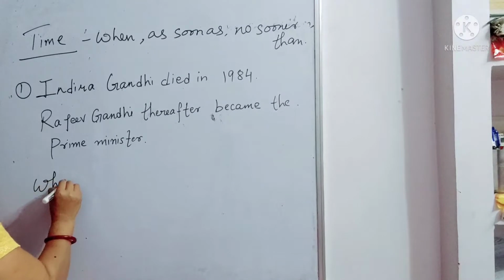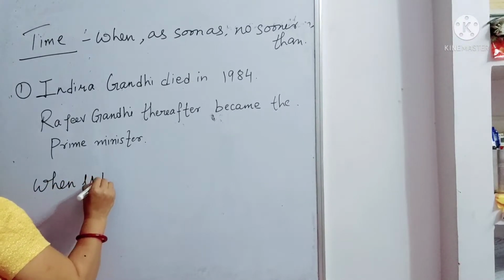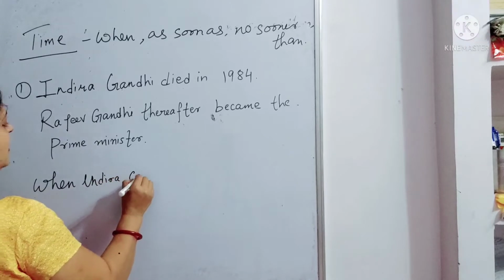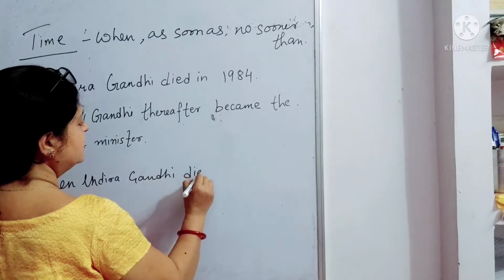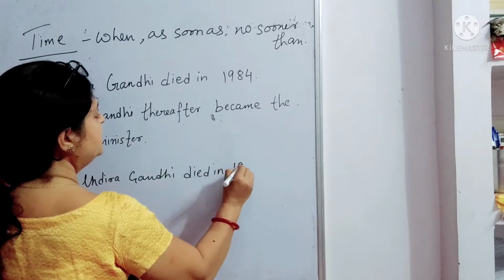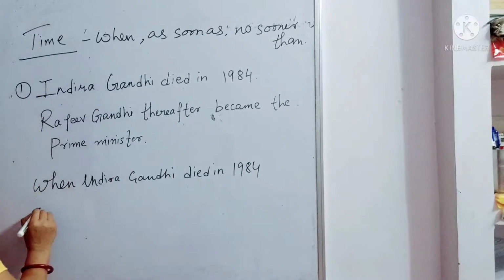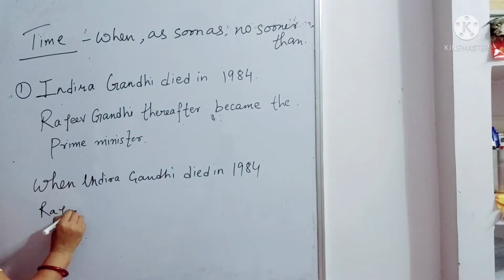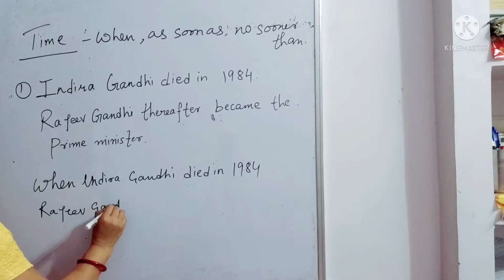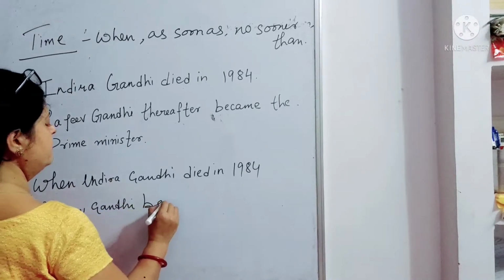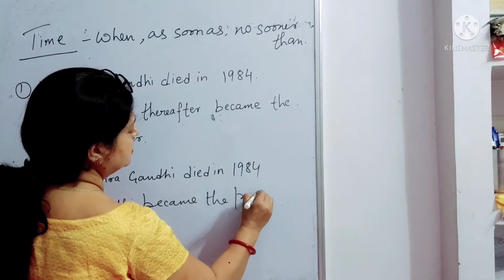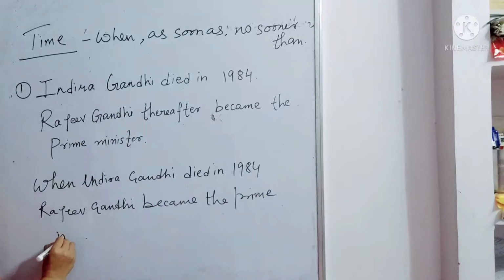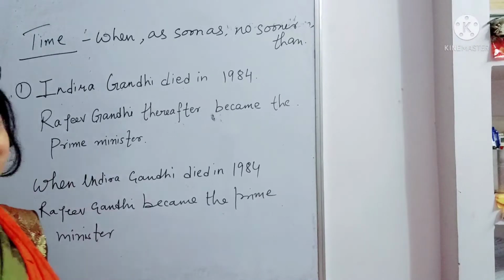When Indira Gandhi died in 1984, Rajiv Gandhi became the Prime Minister. So this is the sentence. After combining, we get this complex sentence by using the when clause.